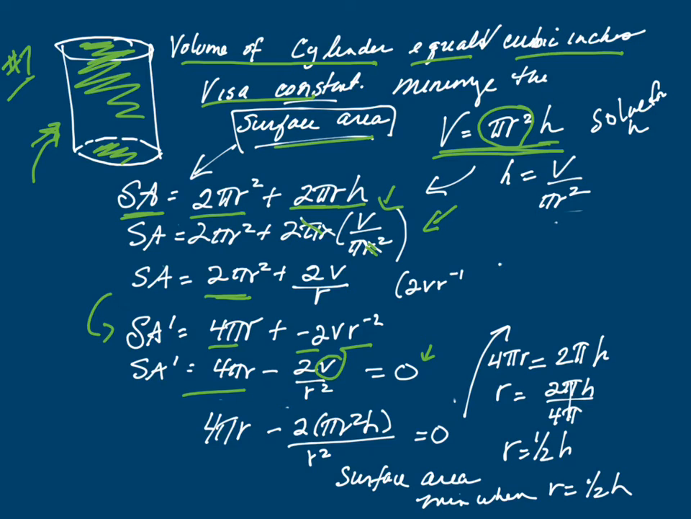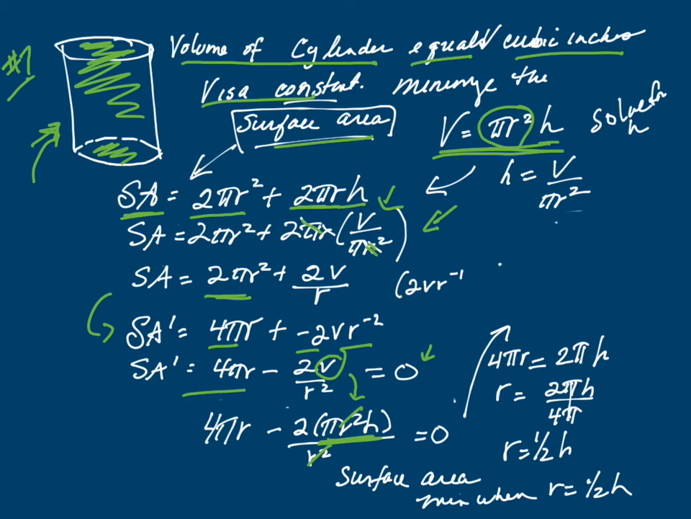So you've got to go back and put that v is pi r squared h in for this v. So I get 4 pi r minus 2 times pi r squared h over r squared. So I just replaced v with pi r squared h, and set that equal to 0. So I have 4 pi r equals, and the r squares would cross out, 2 pi h.